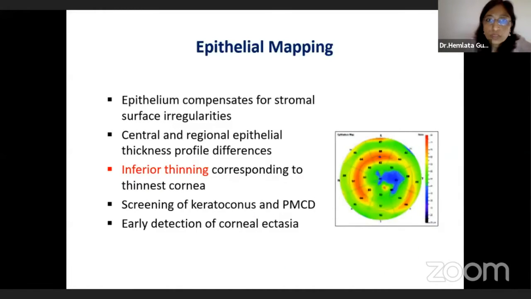Epithelial mapping is a newer concept, which is based upon the idea that the epithelium gets remodeled in response to the underlying stromal surface irregularities. So in the areas of the valleys, it gets thickened, and where the stroma protrudes, there is epithelial thinning. So we are basically looking at the central and regional epithelial thickness profiles. There is inferior thinning corresponding to the thinnest cornea. And it is very useful to detect early cases of keratoconus, PMD, and early corneal ectasia.